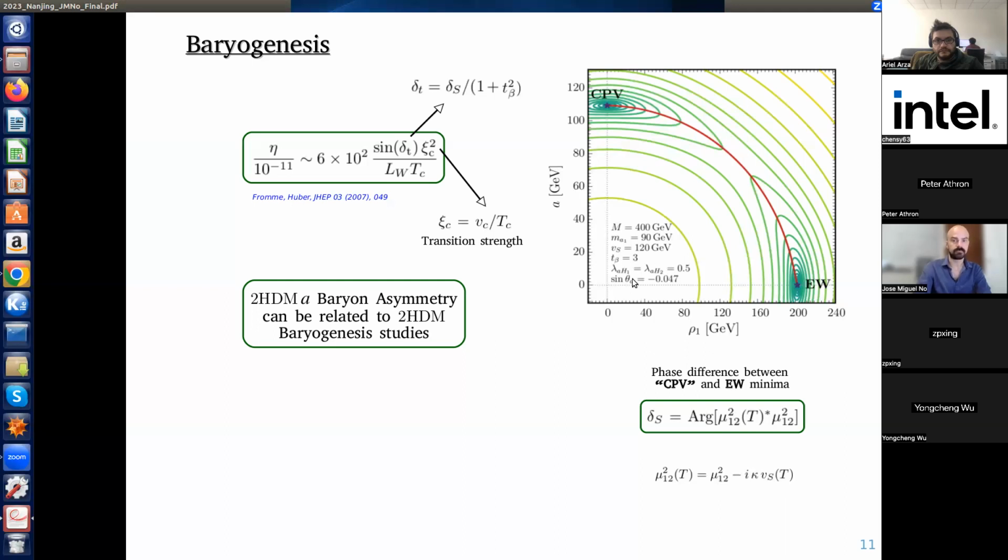You have here a specific point in the parameter space of the model. What would be the field trajectory from the CP-violating minimum to the electroweak vacuum? One can compute the size of CP violation along this trajectory from a simple formula, which is this one, where this mu12 squared T star is just the complex conjugate of this quantity here, and what is evolving as a function of, not temperature really, but as a function of this guy here, is precisely this VEV.